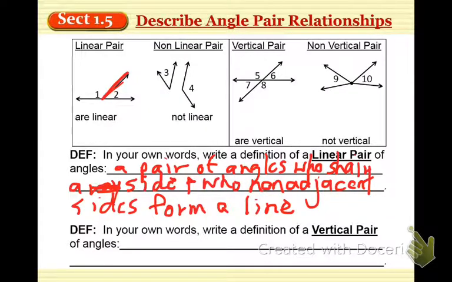They're opposite of each other, but they also are formed by lines. Not just rays, because 9 and 10 are opposite each other, but they're not a vertical pair because they're not formed by intersecting lines. They're just formed by rays going from that same vertex, right?